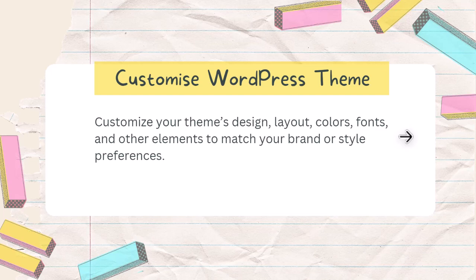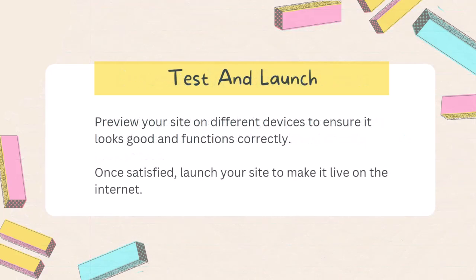The next thing you need to do, this is where the main project comes in. You need to customize your WordPress theme to suit your brand style. For instance, you need to customize the design, the layout, the colors, the fonts and other elements to match your brand or style. And that's something you need to do when you're creating a project, and I've taught you how to do that.